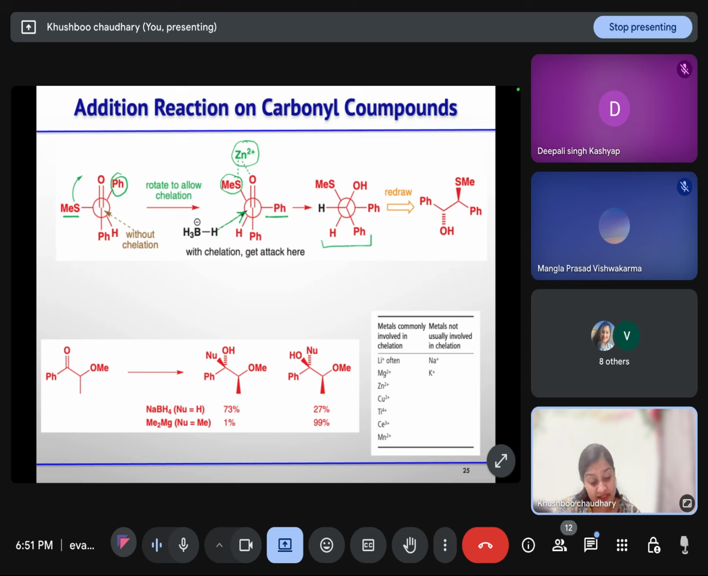So if we draw it, phenyl we will draw this way, hydrogen will come this side, this S-methyl group is above, and your OH is also above. So if we rotate it, you will get this compound.